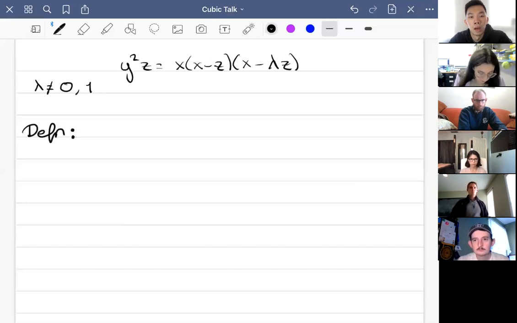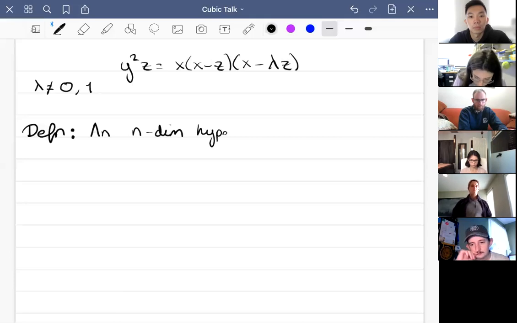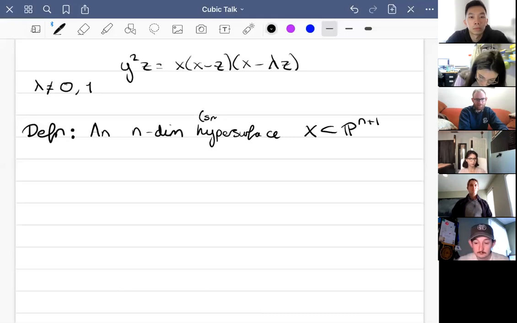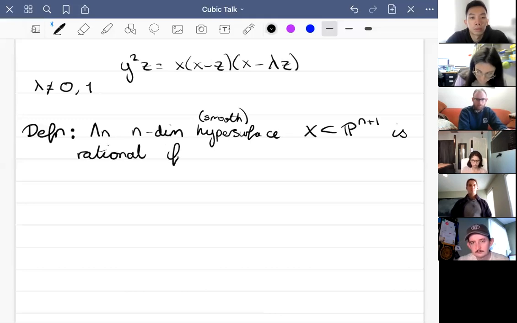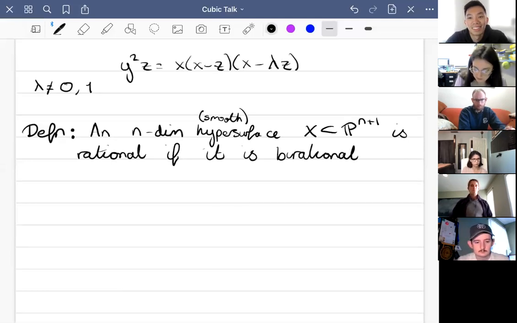Okay, so what are we going to say? An n-dimensional hypersurface X inside of P^(n+1), let's also say smooth, is called rational if it is birational, and I'll explain what that means in a second, to projective space of the same dimension. Okay, so what does birational mean?